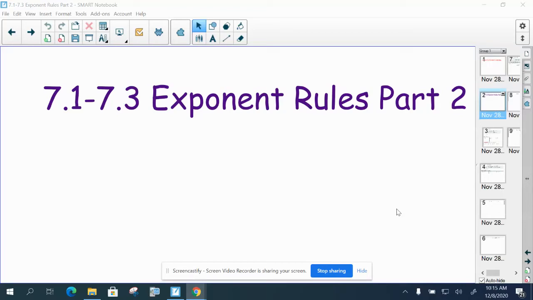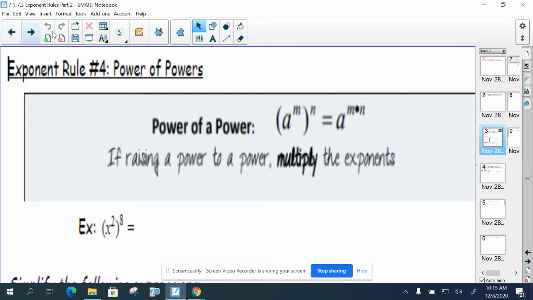Hi everyone, this is the second part of the exponent rules. Today we're going to learn a few more examples and look at some complicated types of examples for exponent rules. So you already learned how to do adding exponents, subtracting exponents when you divide, and also looking at how to make a negative exponent positive by flipping it.